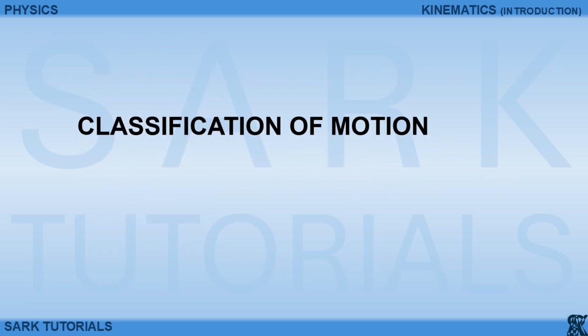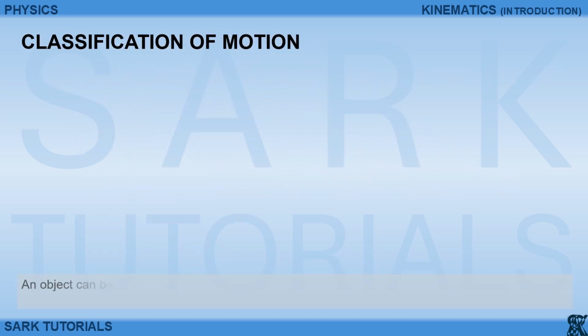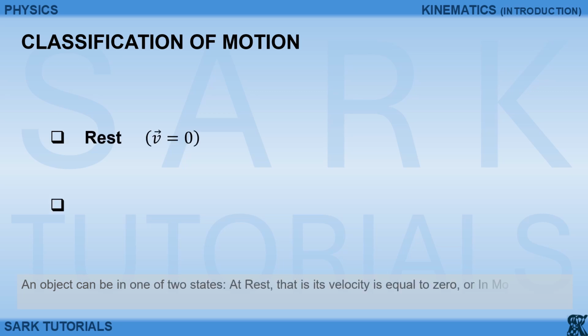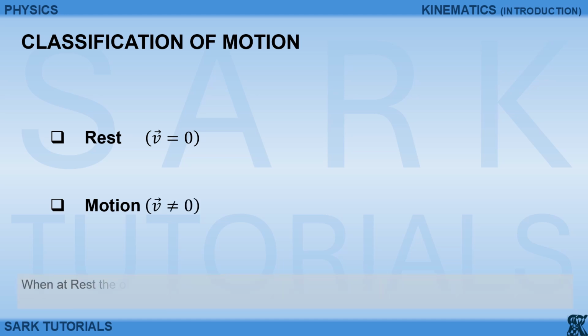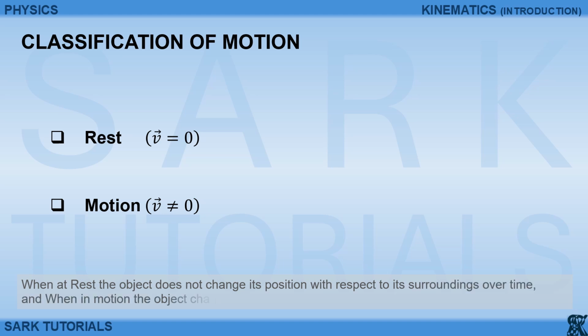Classification of motion. An object can be in one of two states: at rest, that is, its velocity is equal to 0, or in motion, that is, its velocity is not 0. When at rest, the object does not change its position with respect to its surroundings over time, and when in motion, the object changes its position with respect to its surroundings over time.